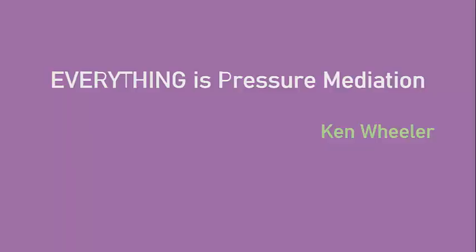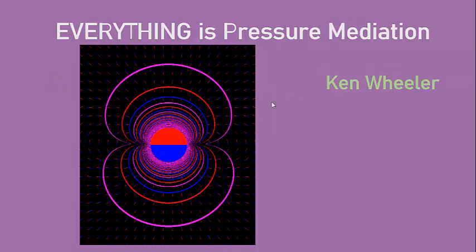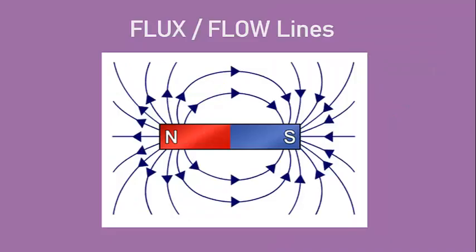And so that's about it. Ken Wheeler is right. Everything is pressure mediation. And I believe that this isopotential surface diagram is a great depiction of the behaviors around a magnet. In my opinion, it tells me a lot more about how a small magnet is going to behave in the vicinity of a big magnet, much more so than the flow diagram, the flow lines.